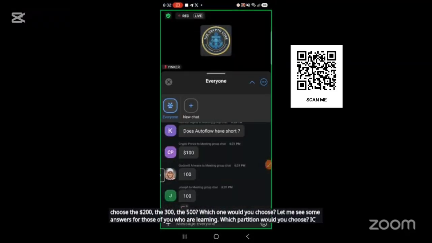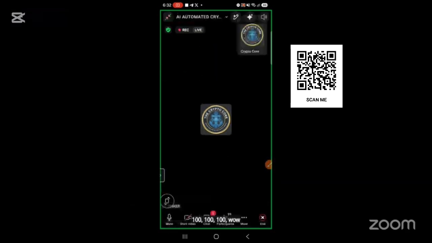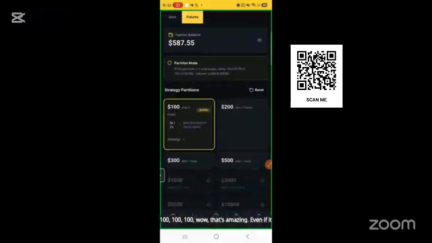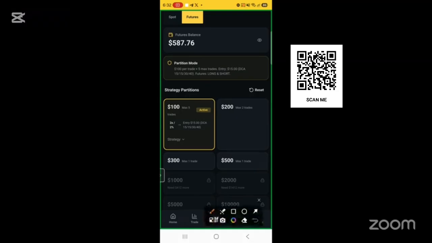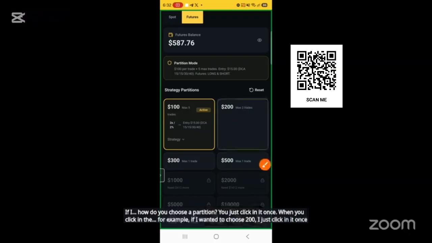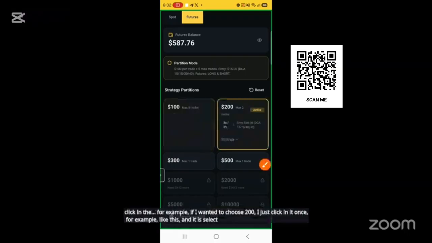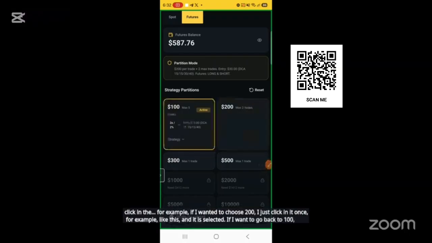I see people saying 100, 100, 100, 100. Wow, that's amazing. Even if it were me, I would choose the $100 partition because it gives me a chance of trading 5 consecutive coins at once. So how do you choose a partition? You just click on it once. For example, if I wanted to choose 200, I click on it once and it is selected. If I want to go back to 100, I click on it once and it is selected.